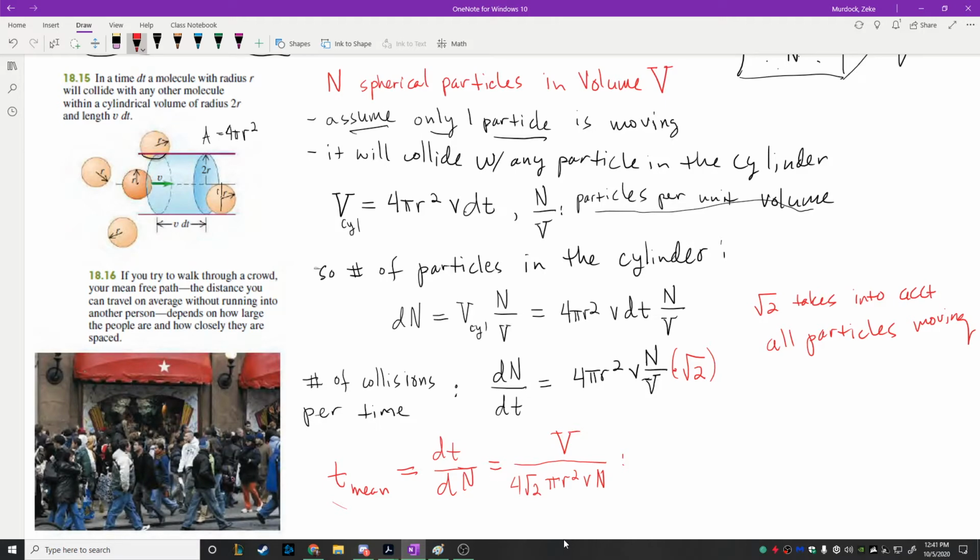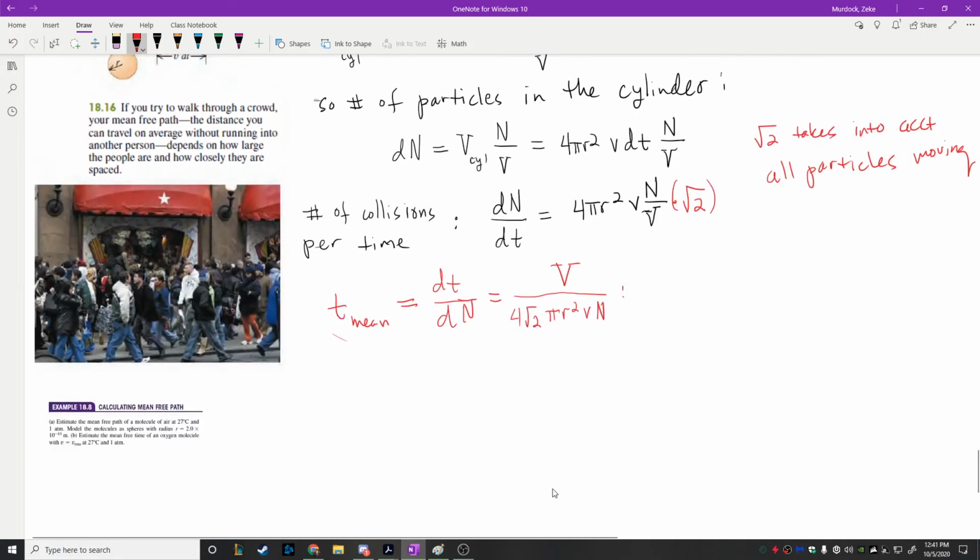And then to find the mean free path, we would simply take this quantity and multiply by what? What will we multiply by? So to find the mean free path, velocity, that's exactly right, Mr. Mears.